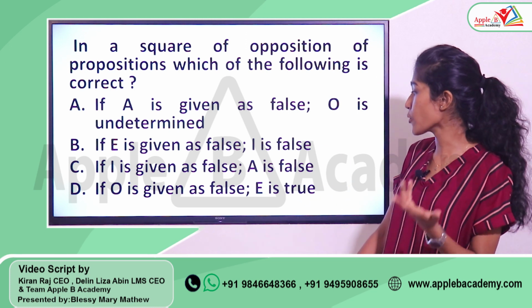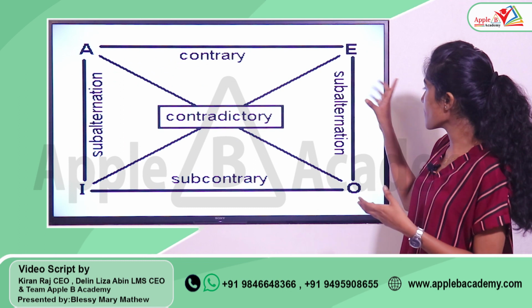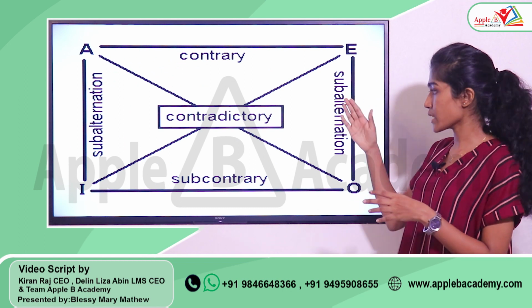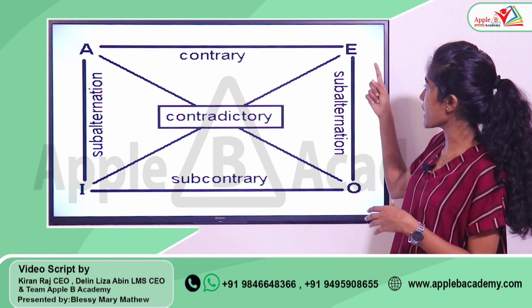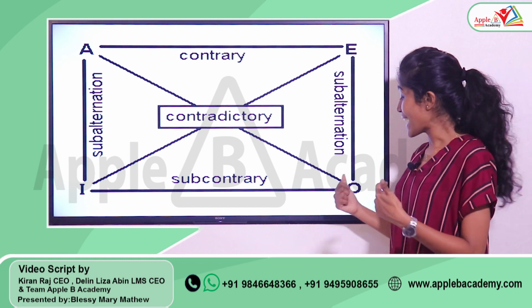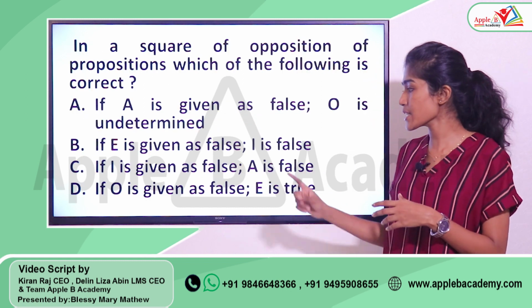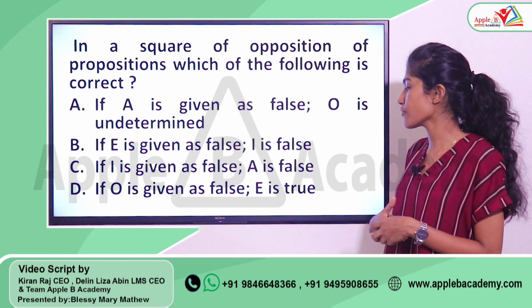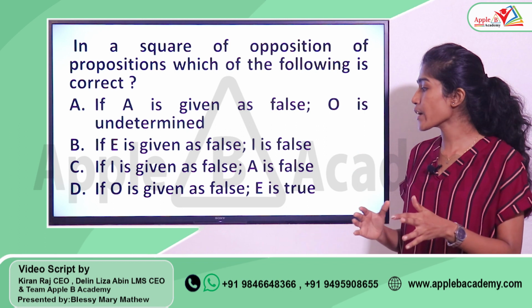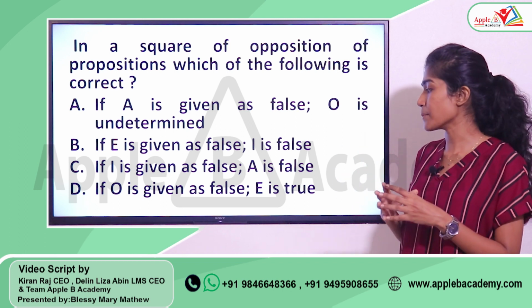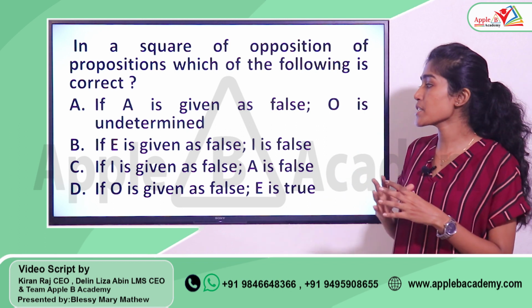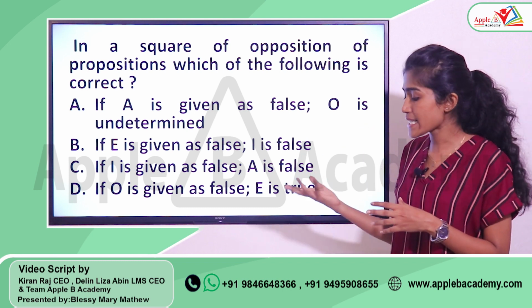So it says about O and E. O and E means they are subalternation. So this is what we have mentioned earlier also. If E is true, O is true. If O is false, E is false. That is how they are connected to each other. But in this option, it says if O is given as false, E is true. That's wrong. If O is given as false, then definitely E will be false. So from the options that are given, we can say that the right answer is option C.